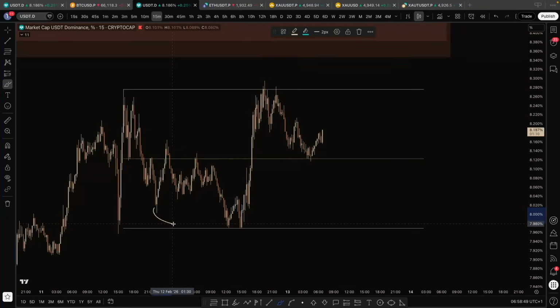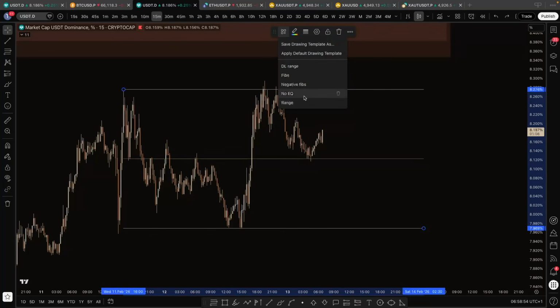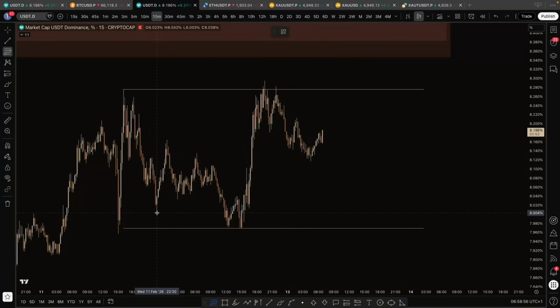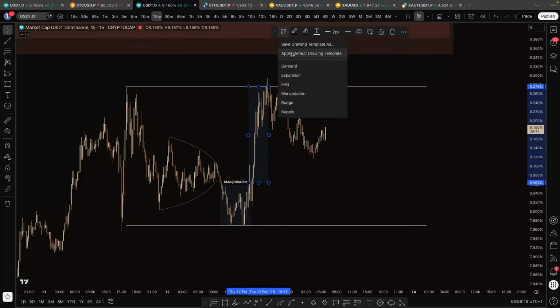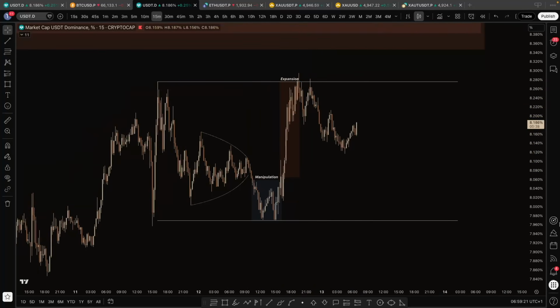But what we see on the lower side of the range is that you had a model. You had a range here which was contracting, like this, boom, and this. And you had a fake move, a manipulation phase, a manipulative move, before going up. So this was your expansion, and right now you're still in that range.